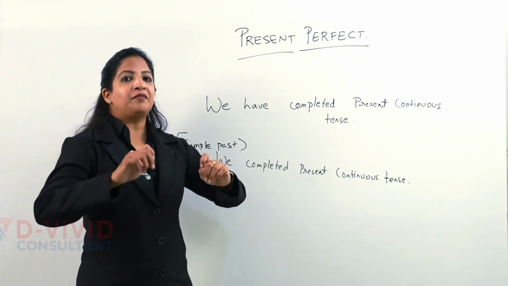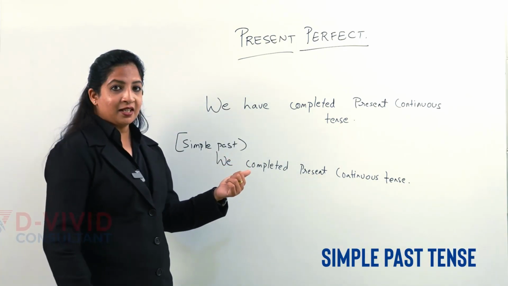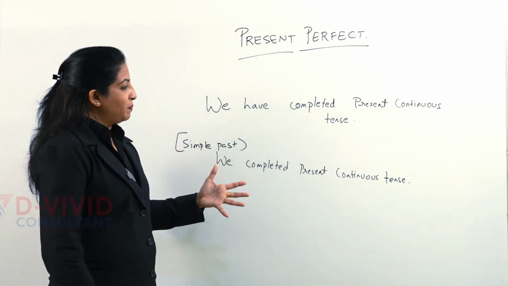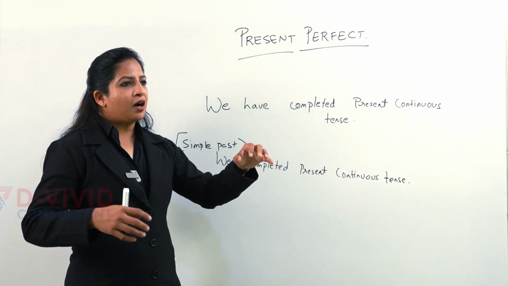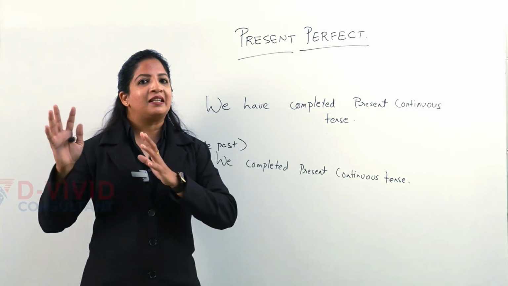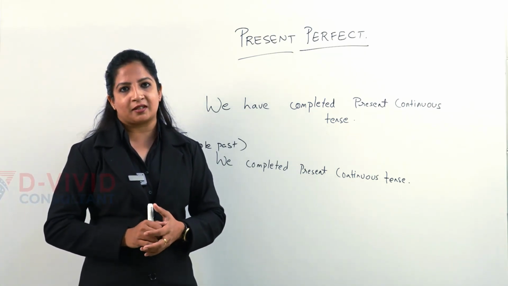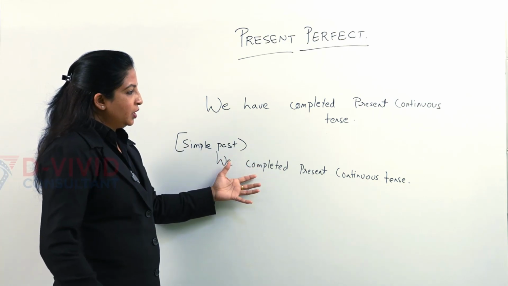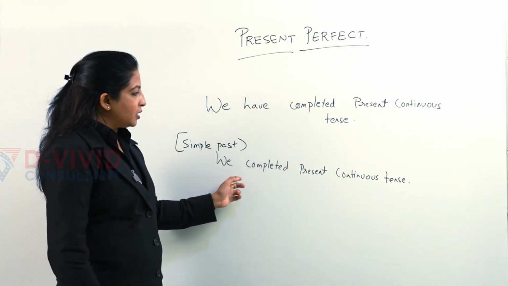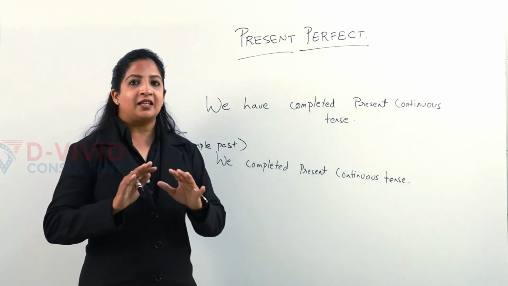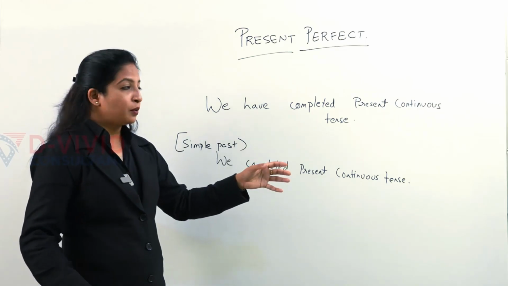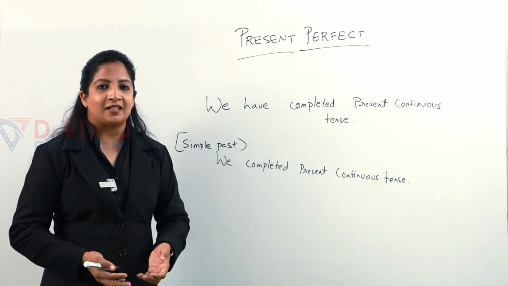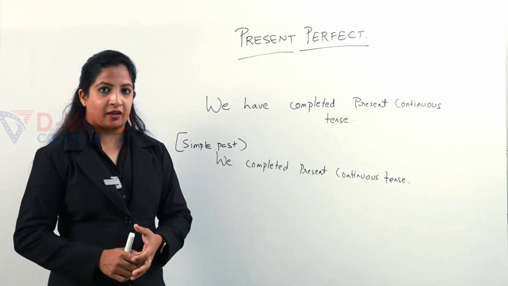Now friends, I'll just give you a small introduction of simple past tense. Apart from this, we have a complete lecture on simple past. Simple past is used when we are just giving information of something that has taken place in the past, and that's it. Here we are just providing information that the present continuous tense is done. But when we say that we have completed present continuous tense, we mean something else. A different kind of information is conveyed.